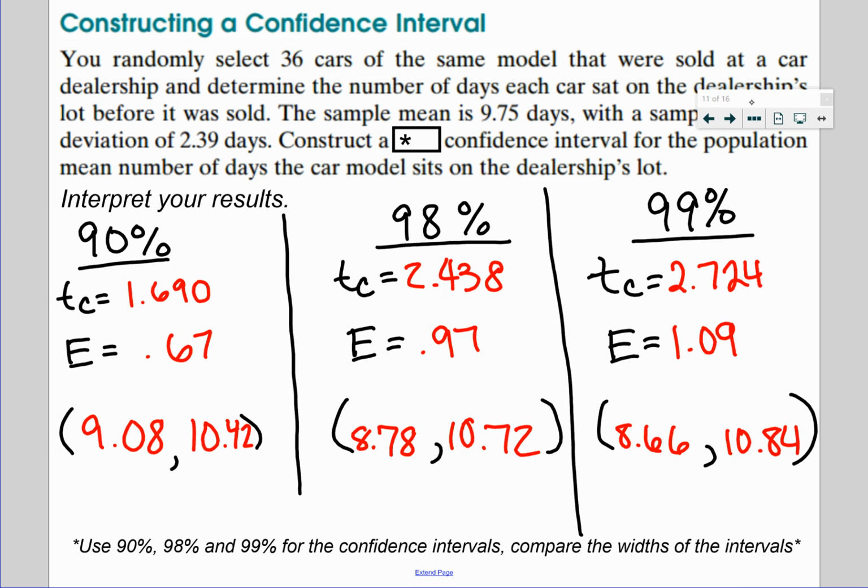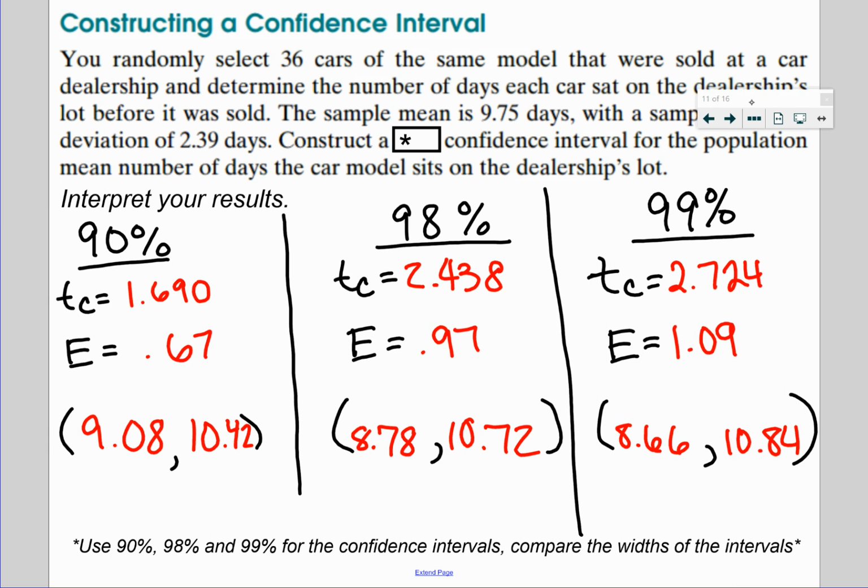So I think I mentioned this before. Why would we not want to use a 99% confidence level all the time? Well, it makes us really confident, but a wider interval means our evaluation of where that population mean is located is not as great a set of information, because the interval is so wide, it really doesn't narrow down where that population mean can be. It doesn't give us a great estimate.